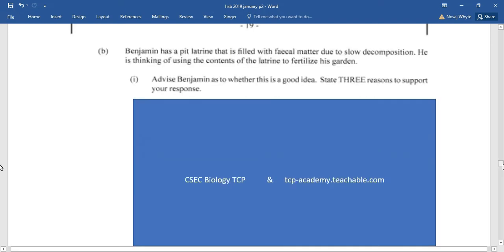Then we're looking at Benjamin, who has a pit latrine that is filled with fecal matter due to slow decomposition. He is thinking of using the content of the latrine to fertilize his garden. Heck no, we're not going to be going there. Advise Benjamin as to whether this is a good idea. State 3 reasons to support your response. So first we need to answer. We need to find a position. Is it a good idea? Yes or no?